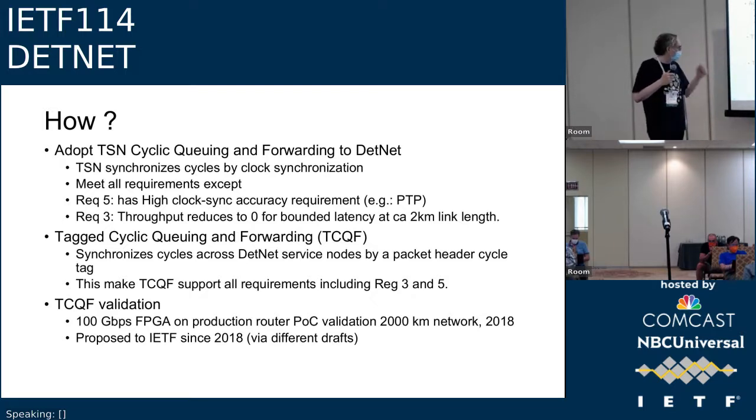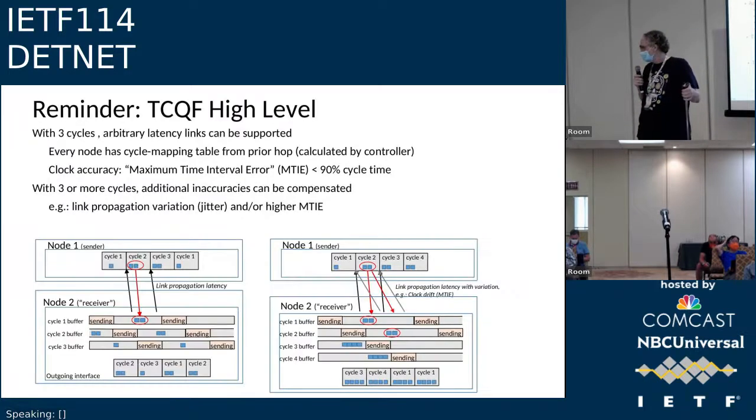And the validation that we've done is based on a 100 gigabit FPGA 3-4 years ago. Production routers with an additional QoS FPGA were deployed in a 2,000 kilometer network in China across multiple parties to validate that this is running fine. And as I said, it has been proposed since then, but obviously it's not on the charter, so always waiting in some way, not a deterministic queue. Next slide. Okay, so this is the mechanism. I'm going to skip this. This is where we would discuss the details of the technology.